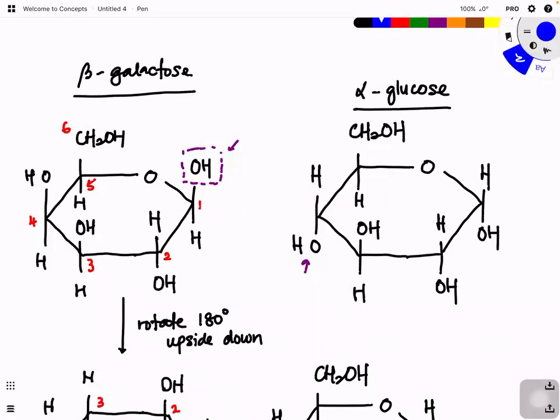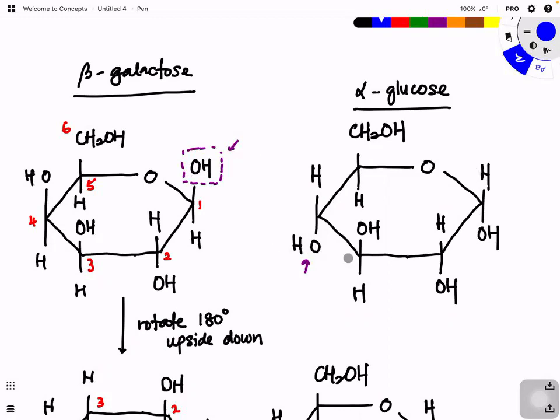I didn't record, so now I record again, sorry. So I repeat, guys, this is beta galactose where the OH group is above the ring at carbon number 1, and alpha glucose has the OH group below the ring. If you put them side by side, can you see that one OH group is above the ring and this OH group is below the ring? So we cannot form the bond. Can you see that we cannot form the bond?